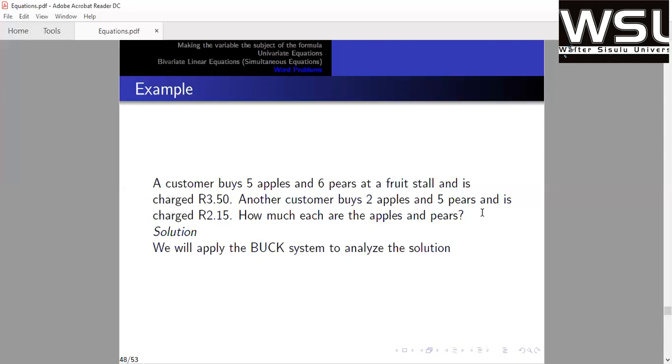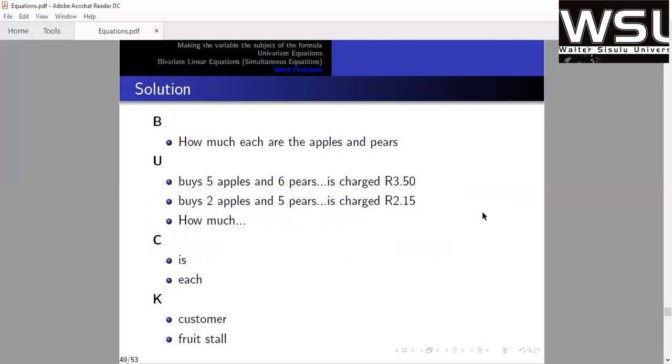Now, as I said, you use the box system. The question is, how much are each of the apples and pears? So both the price of the apples and the price of the pears are required. Remember the prices. Money is very important, but money relevant to apples and pears, because they come in pairs in the statement.